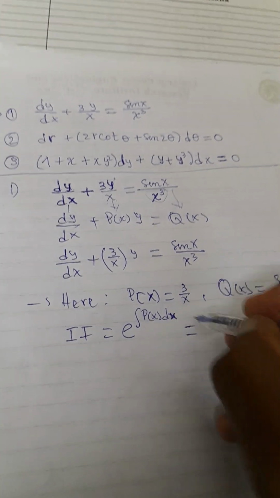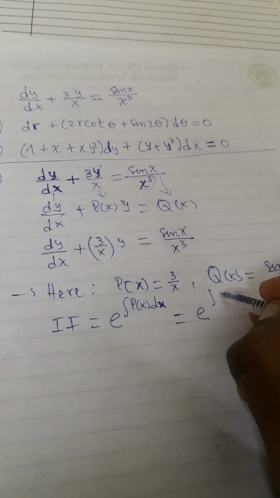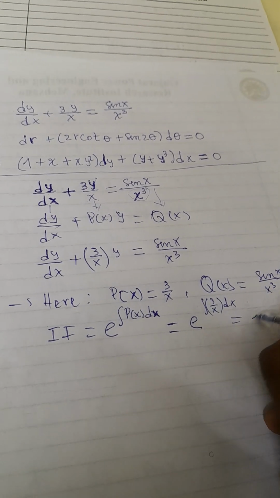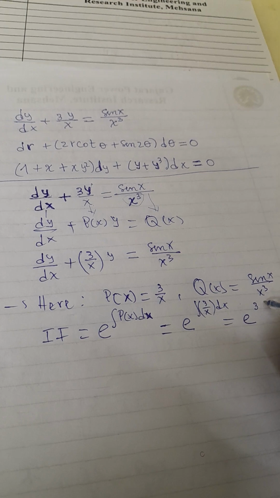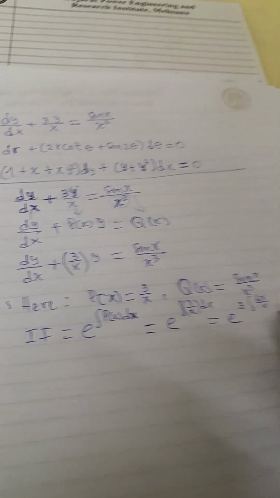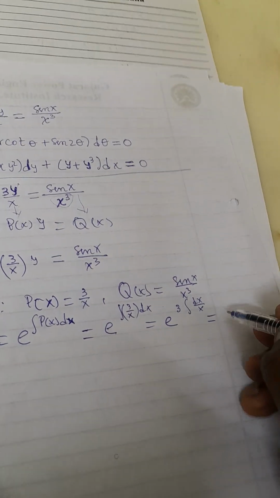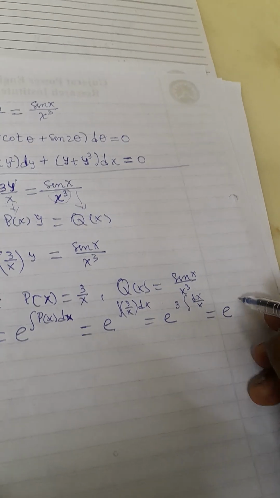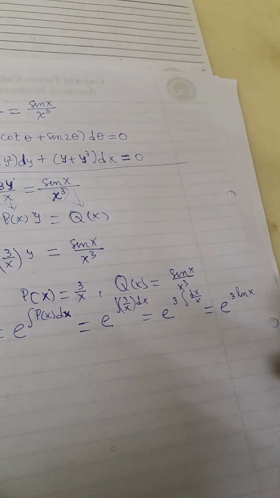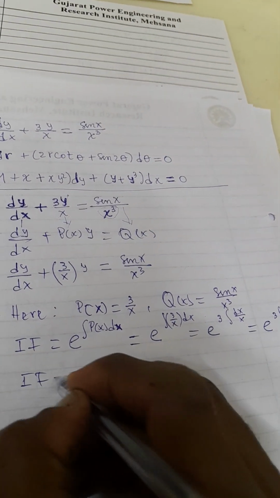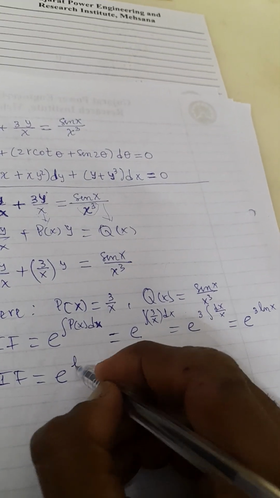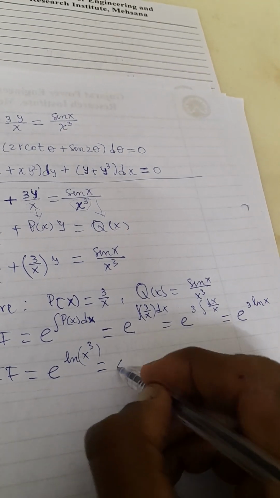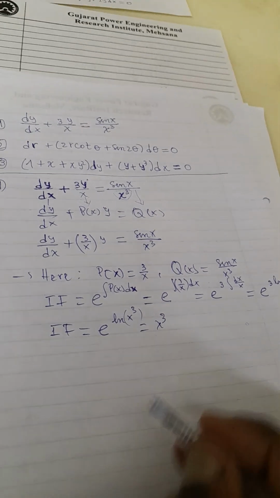So now just substitute in this integration. This will be the integration of 3 by x dx. So it will be e, then 3 out, this will be dx upon x, and the integration of dx upon x here will be what? It will be e raised to 3 ln of x. So it will be e raised to ln of x cubed, and this will be only x cubed.